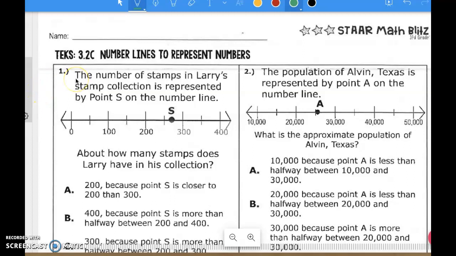All right, the next one. The number of stamps in Larry's stamp collection is represented by point S on the number line. So I need to figure out this number.